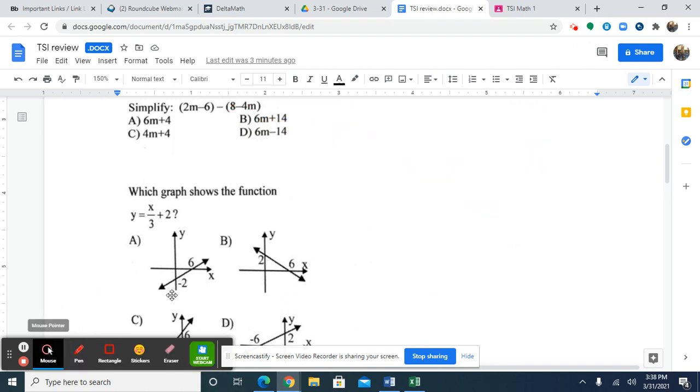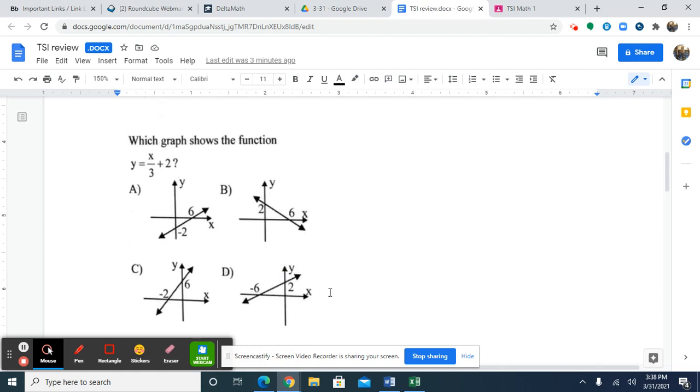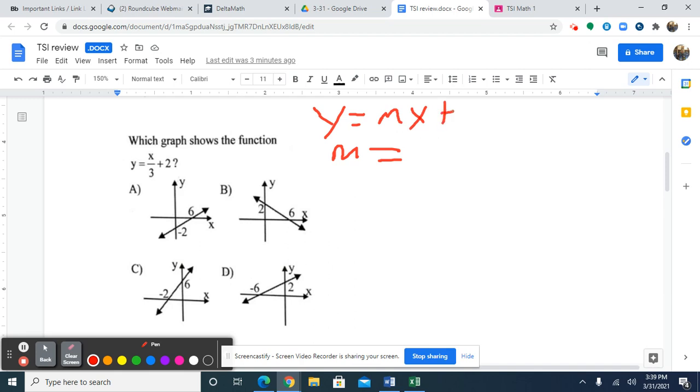Now we're looking for the graph that shows the function y is equal to x over 3 plus 2. Now this is again in y equals mx plus b form, so we're able to find our slope and our y-intercept in this case. Our slope here is 1 over 3, and our y-intercept is 2.